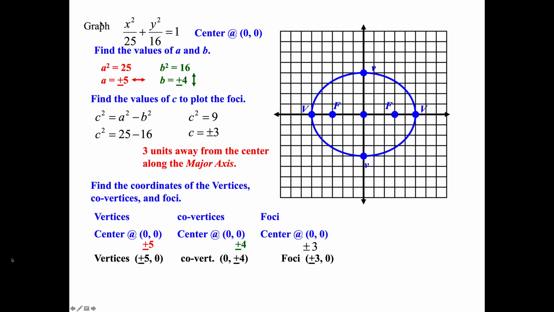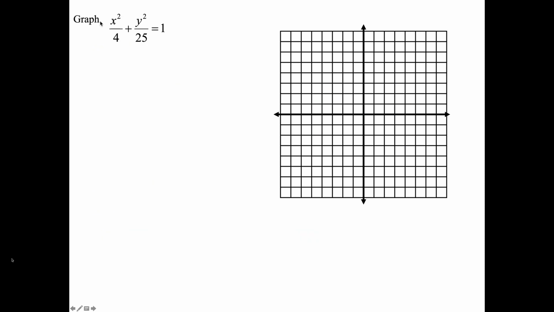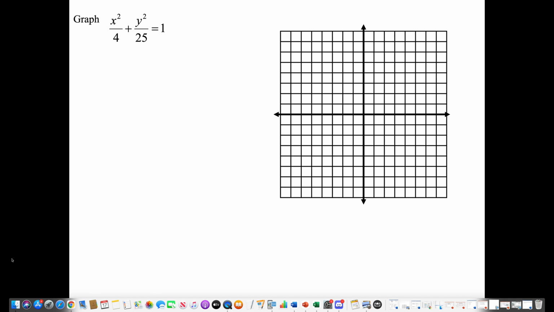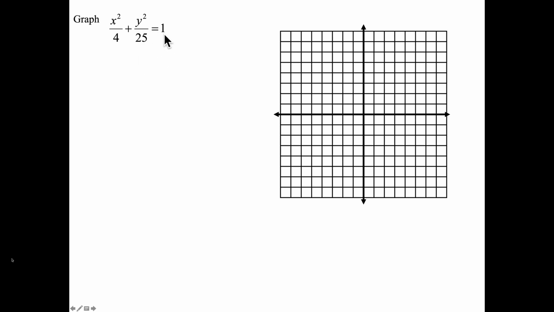All right, so picking up from where we left off in class, we did this example, we finished it up. Now we have x squared over 4 plus y squared over 25 is equal to 1. Here the larger number in the denominator is underneath the y squared, so this is going to be more of a vertical ellipse. Again, still no adding or subtracting to the x and y, so your center is at 0, 0.